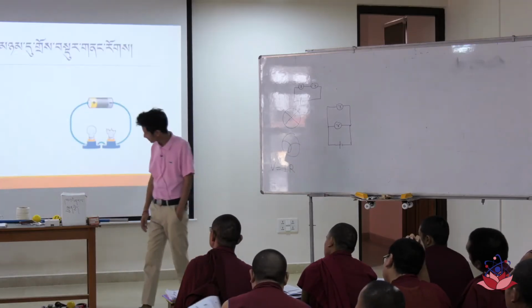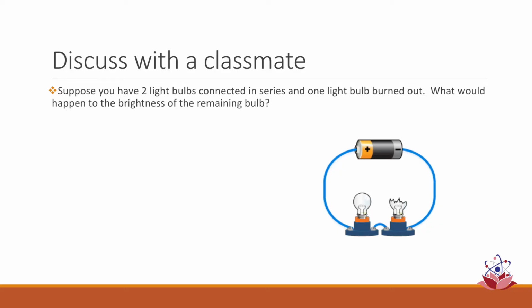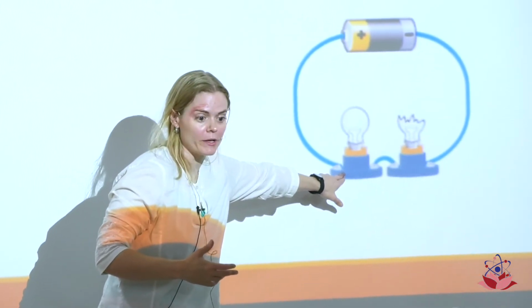Okay. So the next question is, suppose that you have 2 bulbs in series and one of the bulbs burns out or is broken or something. And what do you think happens to the bulb that is still working?